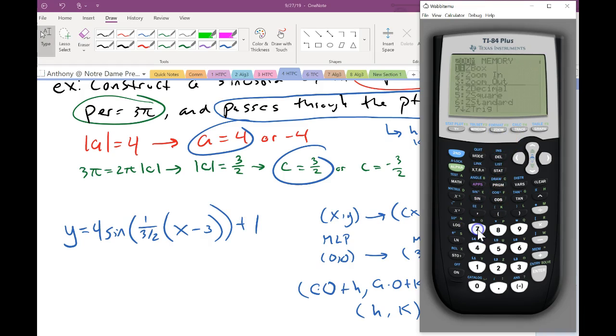So graph, zoom trig. So I can check the period if I want. It's not easy to do it with this window. Maybe I'll make this window a little bit bigger. Maybe I'll make it 4 pi instead of 2 pi. And because the amplitude is so big, maybe I'll make this -6 and +6 to make sure I can see the whole thing.